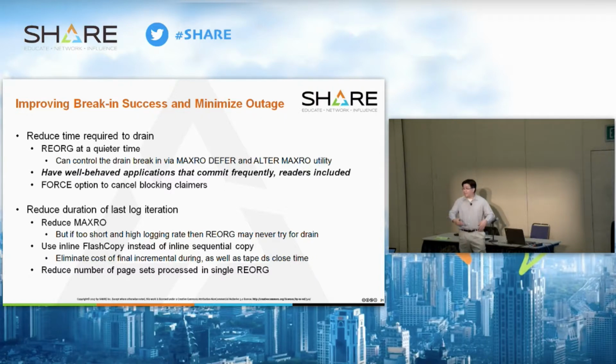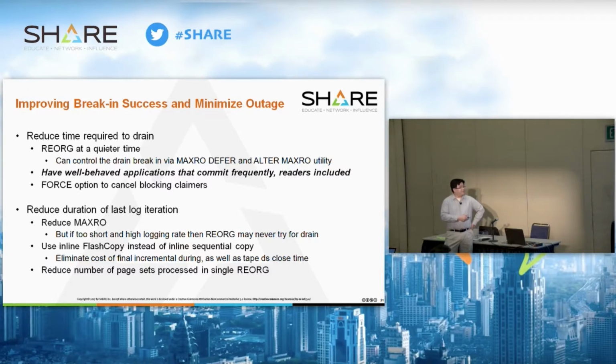Let it keep looping in the log phase to apply log records. And then when the time comes, at midnight of Saturday or something, issue the ALTER UTILITY MAXRO so that the reorg is going to continue to drain the objects and perform the switch. So this is a manual way for you to do it. In version 11, we came up with a SWITCHTIME parameter that automated this procedure, where you can specify the timestamp to tell reorg to drain at this time.